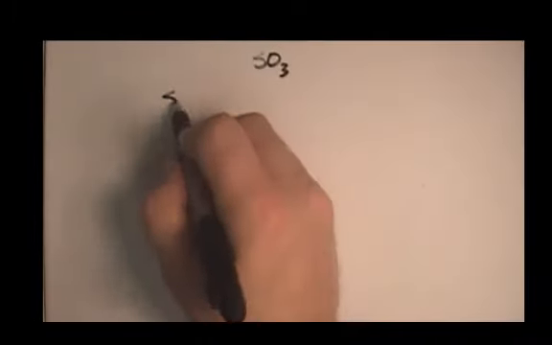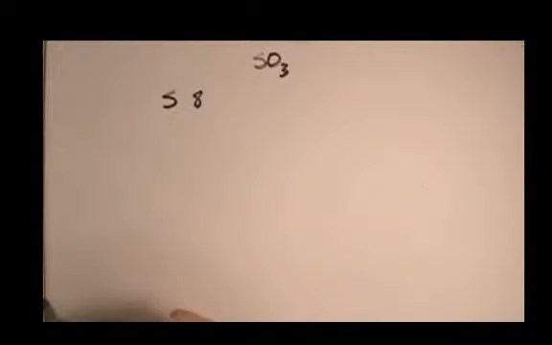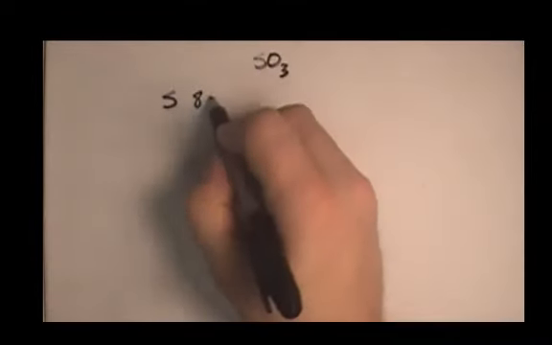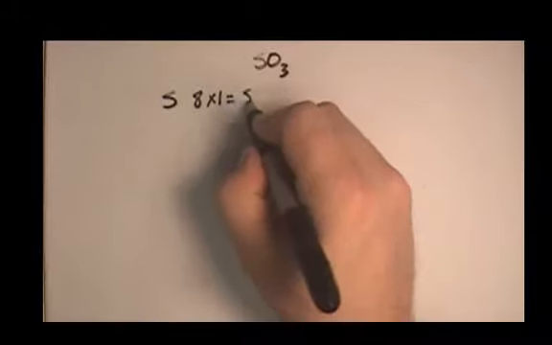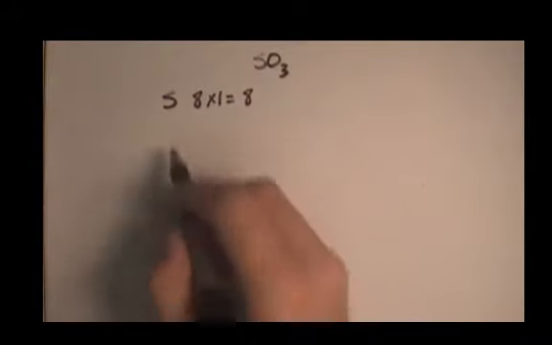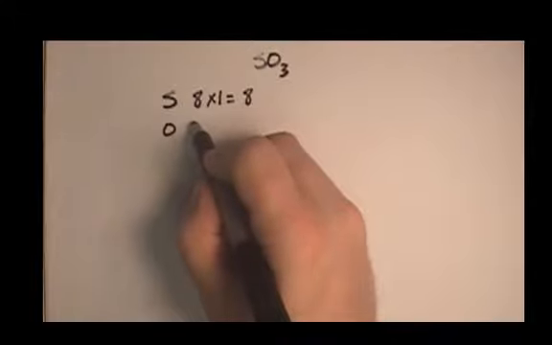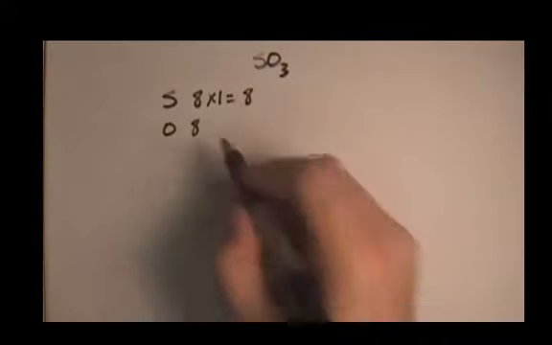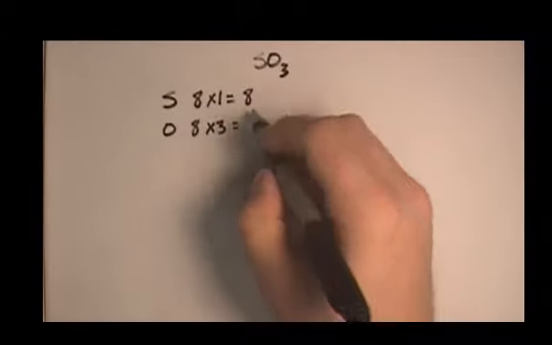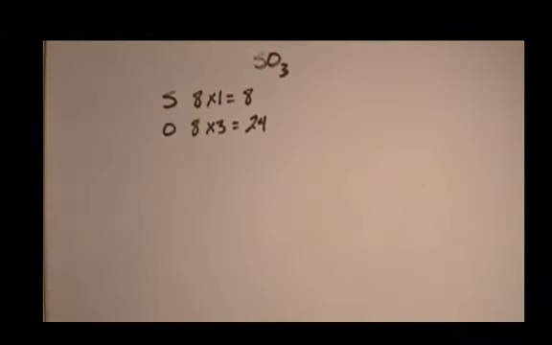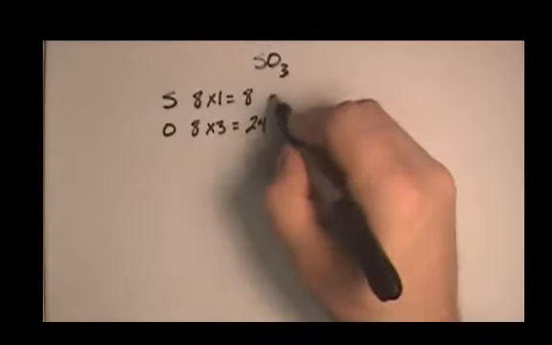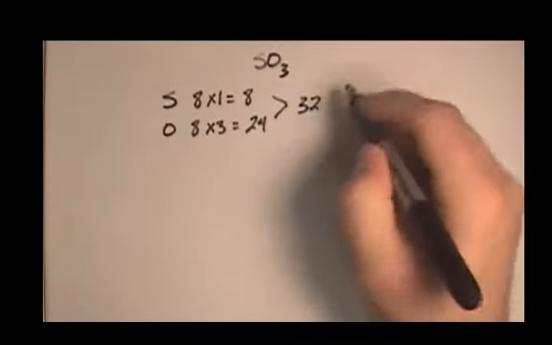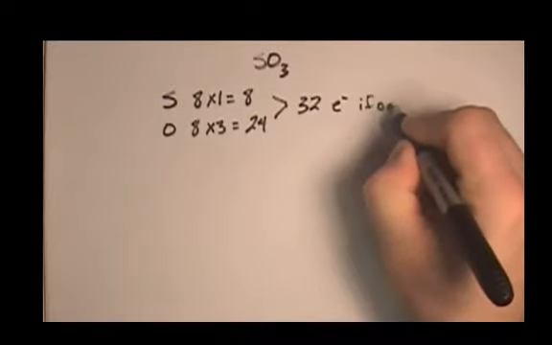Our next example is going to be sulfur trioxide. In sulfur trioxide, we've got sulfur and 3 oxygens. Go through and do our math. We get a sulfur. It's going to have 8 valence electrons if it were an octet. There's only 1 of them, so that gives us a total of 8 valence electrons as an octet from sulfur. For oxygen, we have 8 as our octet again. There are 3 oxygens. That gives us a total of 24 electrons from the oxygens if they all had an octet. We add those together, we get 32 electrons if they were an octet.